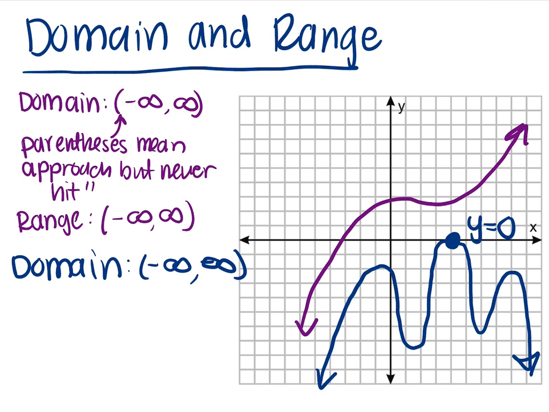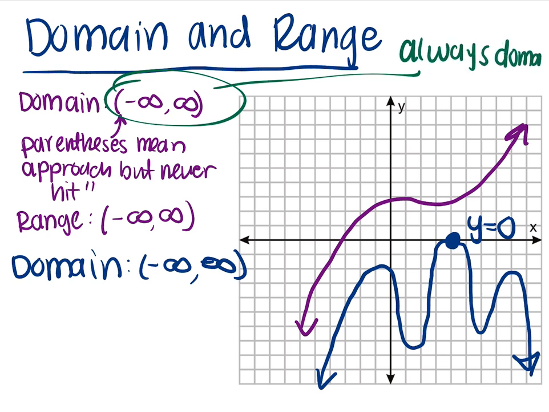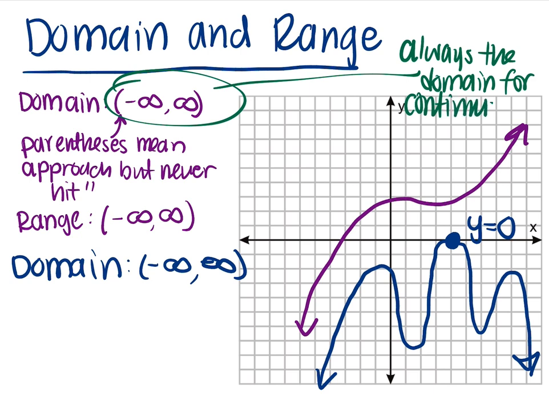In order to be a continuous function, it will always be, let me get a marker here, negative infinity to positive infinity. What changes can be the range. So my range, we're going to start with how low does my graph go, and it goes at negative infinity. That's great. Same as normal.